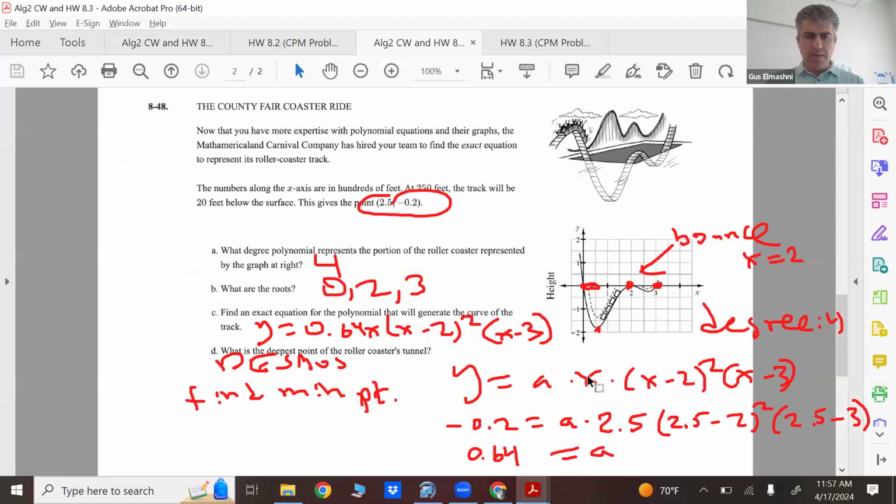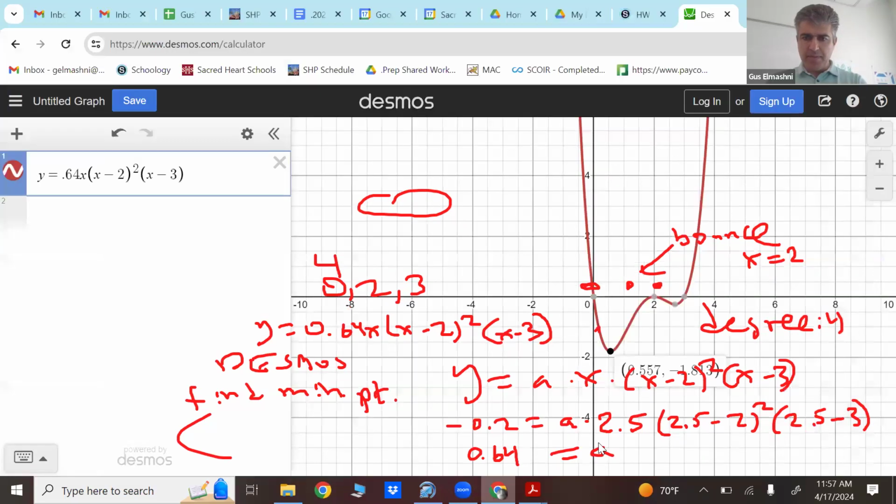So what was the deepest point? We'll just give the coordinates. It's fine. What was it again? I already forgot. 0.557, -1.813. Cool.